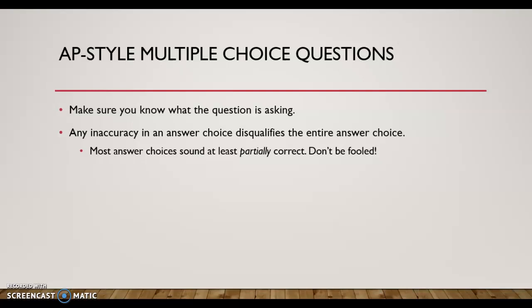Second thing, any inaccuracy in an answer choice disqualifies the entire answer choice. Most answer choices sound at least partially correct, but don't be fooled. They really like to give you, let's say out of 5 total answer choices, one that's probably wrong for sure, and then 4 that all have something in it that is correct. It forces you to read the entirety of every answer choice so that you make sure you get the correct answer. You can't really see one answer, say, oh, it's right, and just move on. You usually need to see more than one answer.